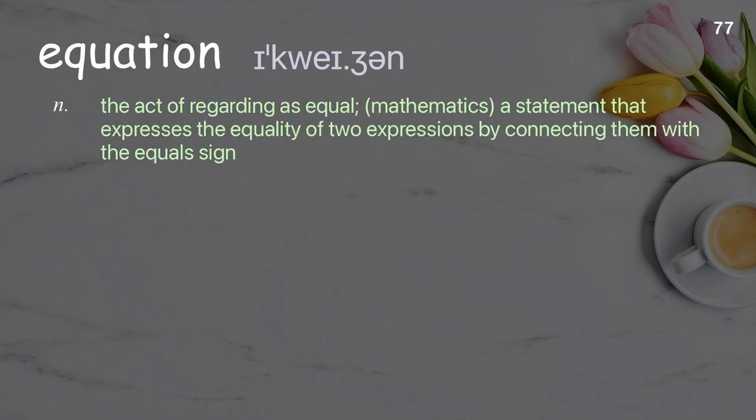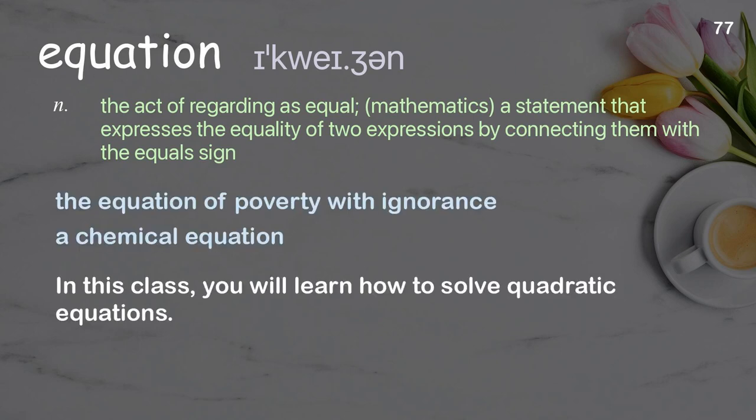Equation. The act of regarding as equal; mathematics: a statement that expresses the equality of two expressions by connecting them with the equal sign. Examples. The equation of poverty with ignorance. A chemical equation. In this class, you will learn how to solve quadratic equations.